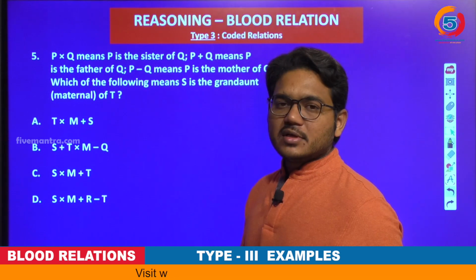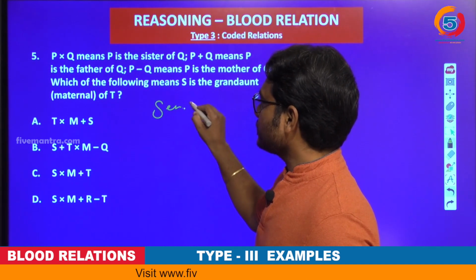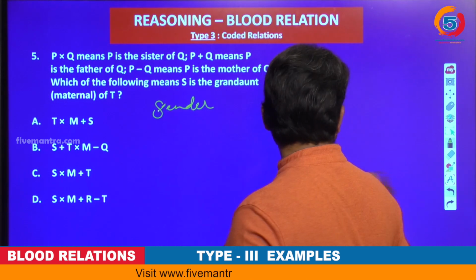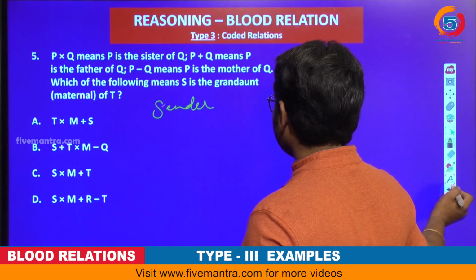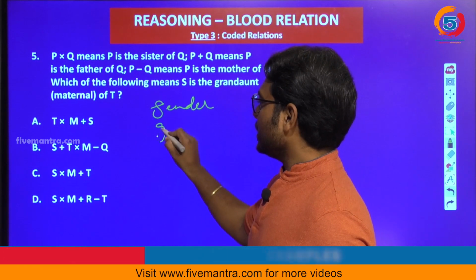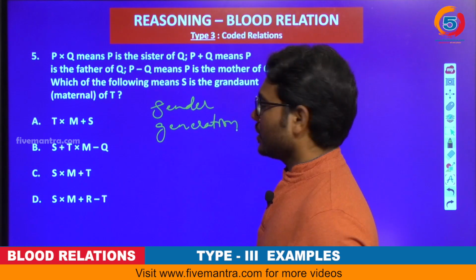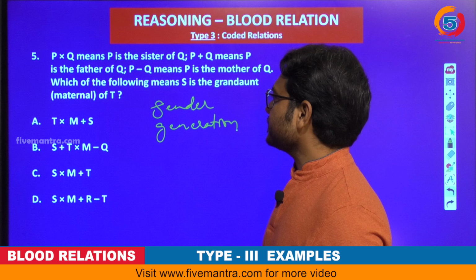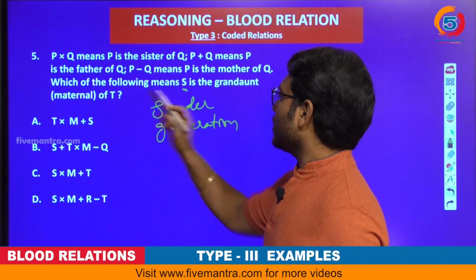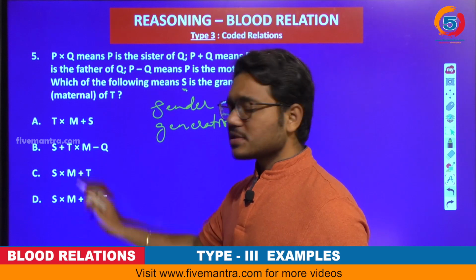If you apply these shortcuts again here also, it may reduce the time for solving. Okay, try to identify the shortcuts. So what are the shortcuts we have been speaking of? First identify the gender. Next, we have to identify the generation. Okay, so identify the gender here. So what is asked here? S is the grand aunt of T. So obviously S should always be a female among all these options.